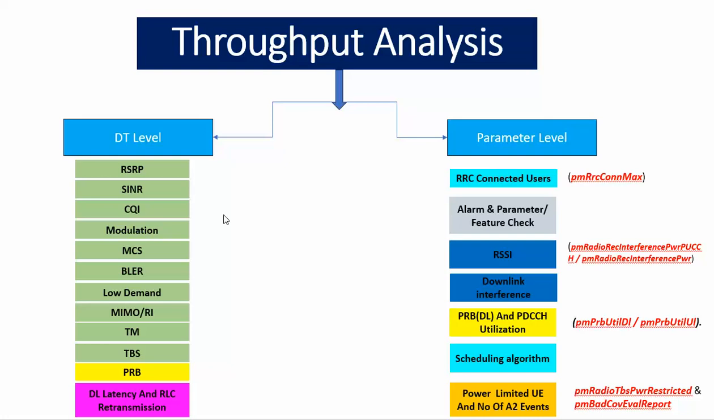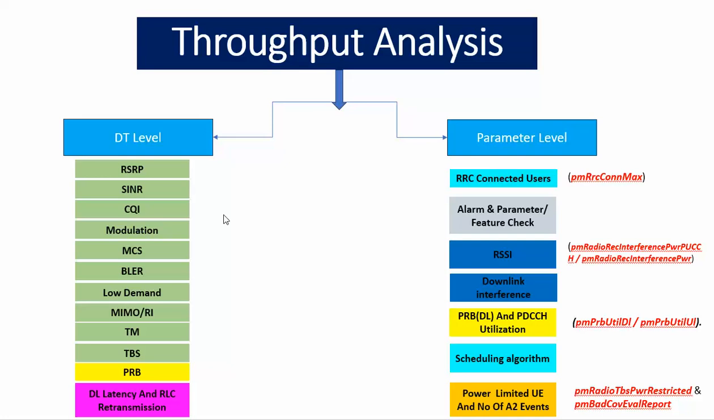you are getting low throughput. Another factor is TBS, transmission block size, which is essential for throughput, so you need to check TBS also. If you get a good TBS, you will get good throughput. And PRB: you need to check what PRB is allocated to you and what percentage you are using. So you need to check PRB utilization also.